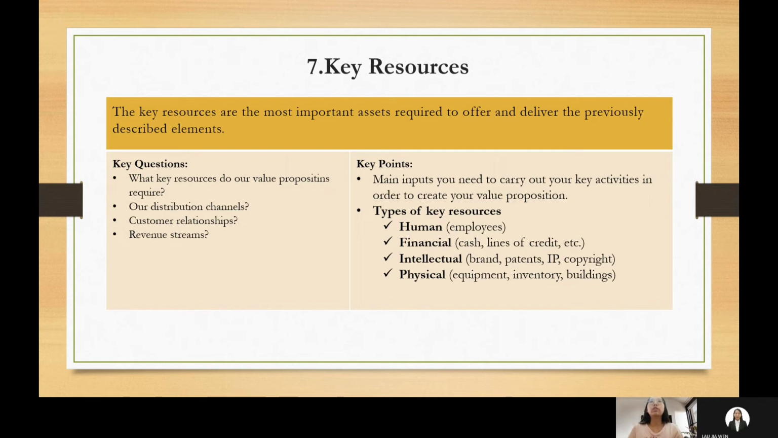Furthermore, is the key resources. The key resources are the most important assets required to offer and deliver the previous discrete elements. The main input that needs to carry out the key activity in order to create the value proposition. There are some types of key resources such as human, financial, intellectual, and physical.